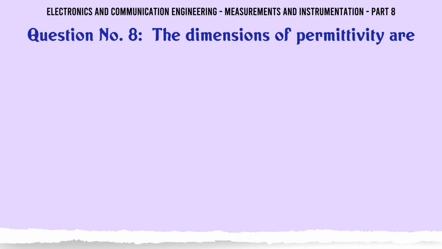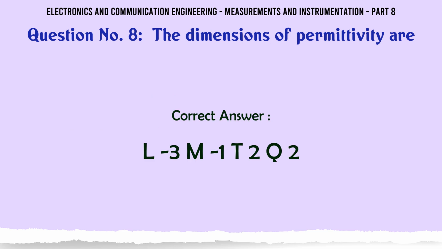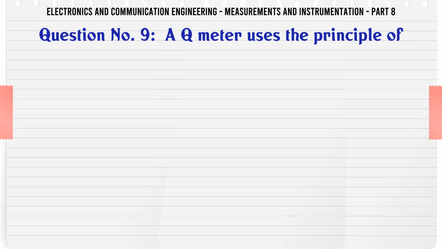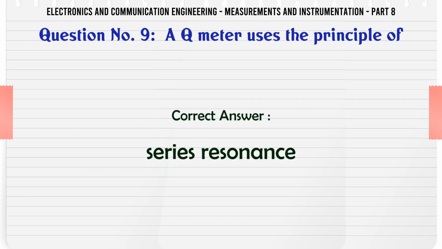The dimensions of permittivity are: A. L3M1T2Q2, B. L1M1T2Q2, C. L2M1T1Q1, D. L2M1T2Q2. The correct answer is L3M1T2Q2. A Q-meter uses the principle of: A. Variation of self-inductance, B. Variation of mutual inductance, C. Series resonance, D. None of the above. The correct answer is series resonance.